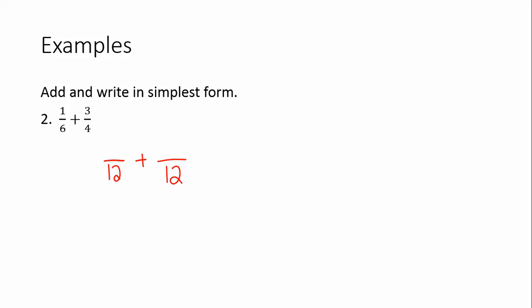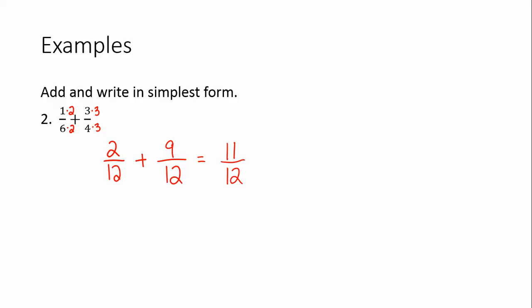What do we multiply 6 by to get 12? That's 2. Then we also multiply 1 by 2, so we get 2 over 12. For the second fraction, we multiply 4 by 3, so we also multiply 3 by 3. That's 9. Now when we add the numerators, 2 plus 9 is 11, we write it over the denominator, 12.